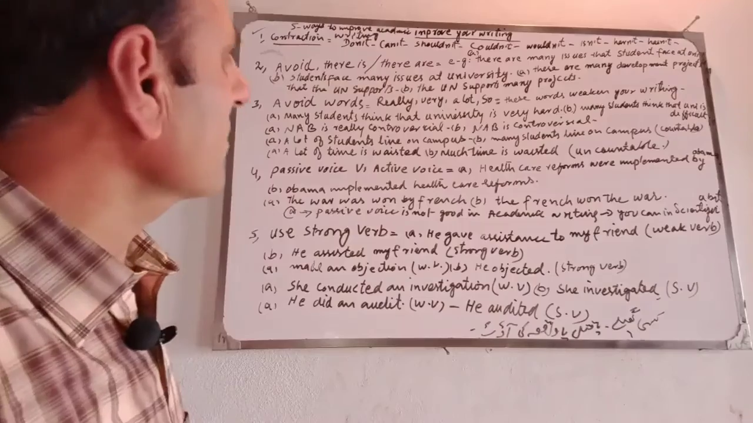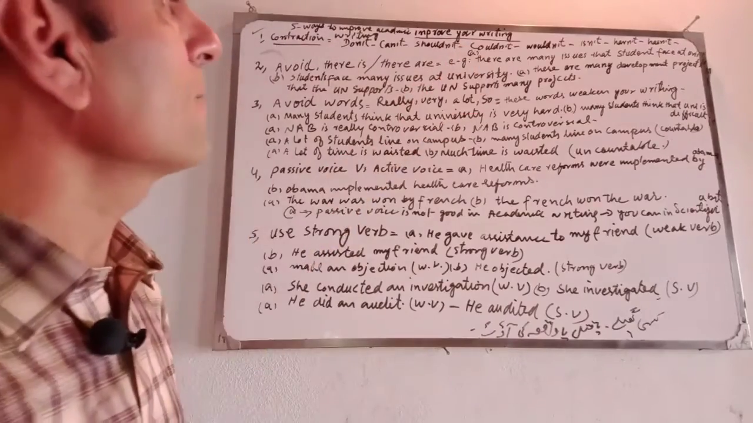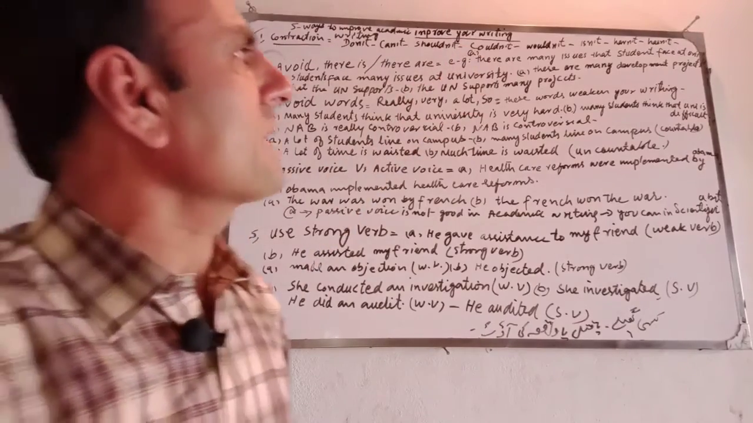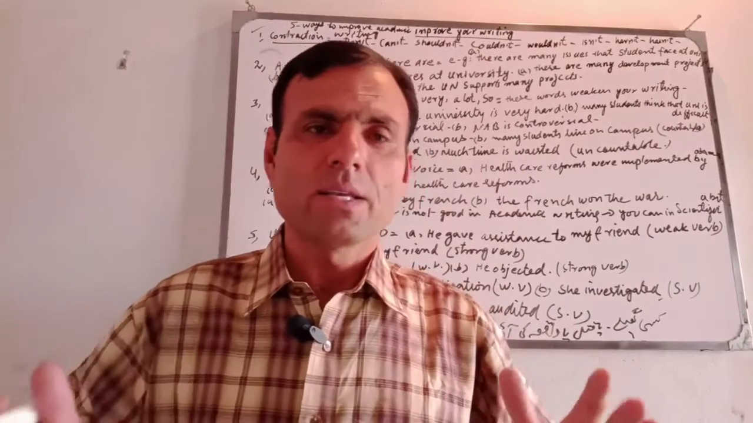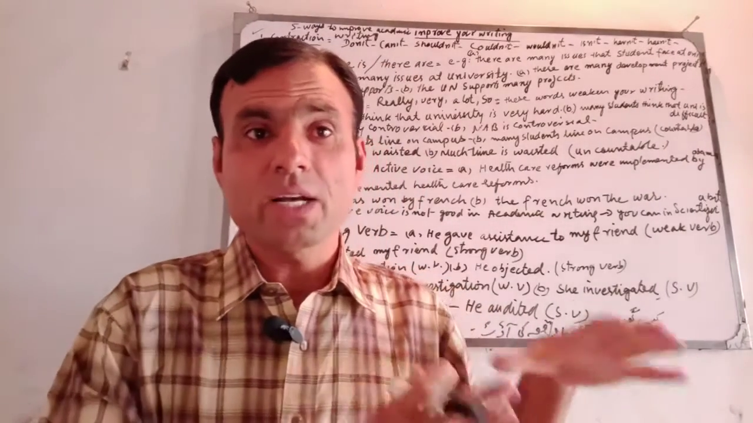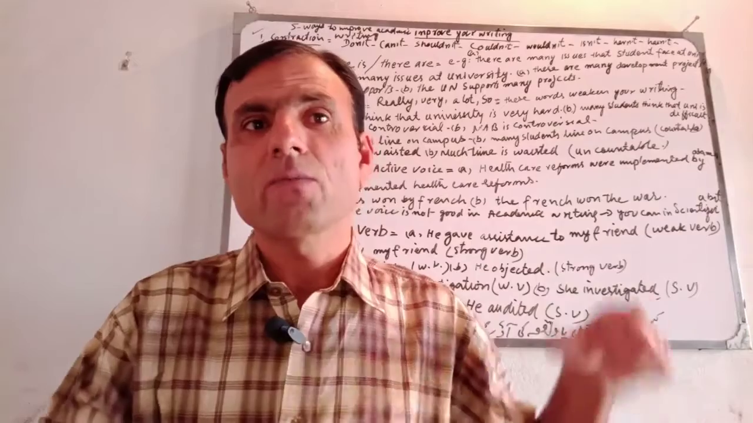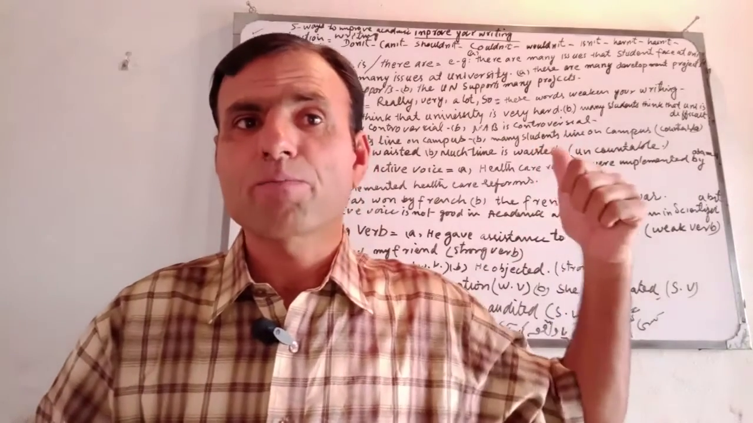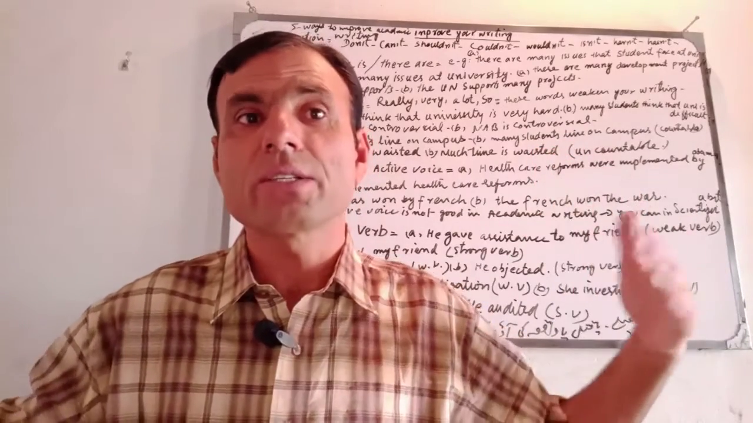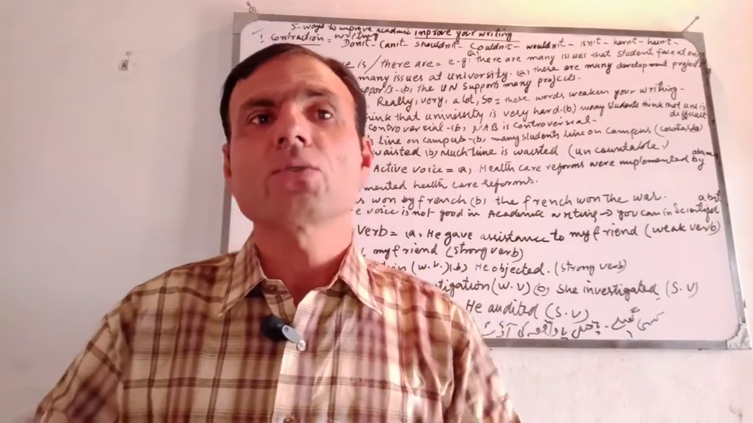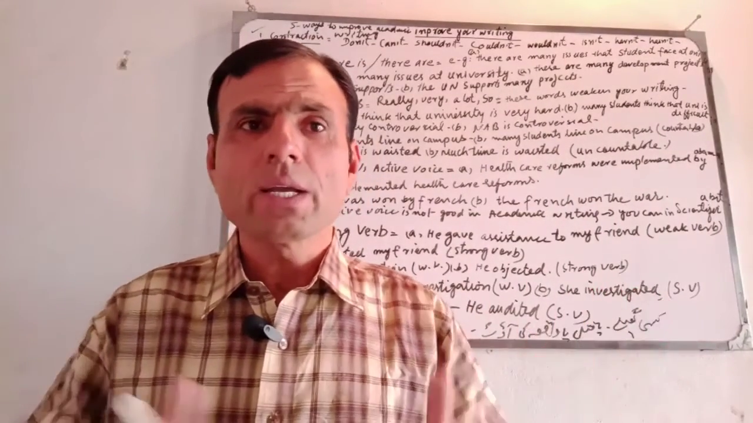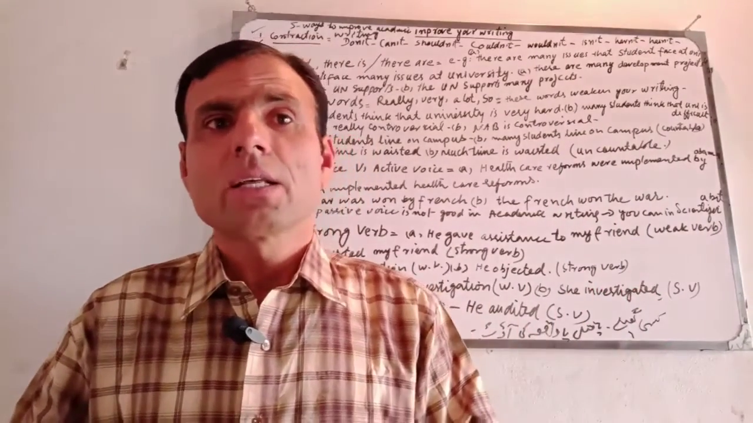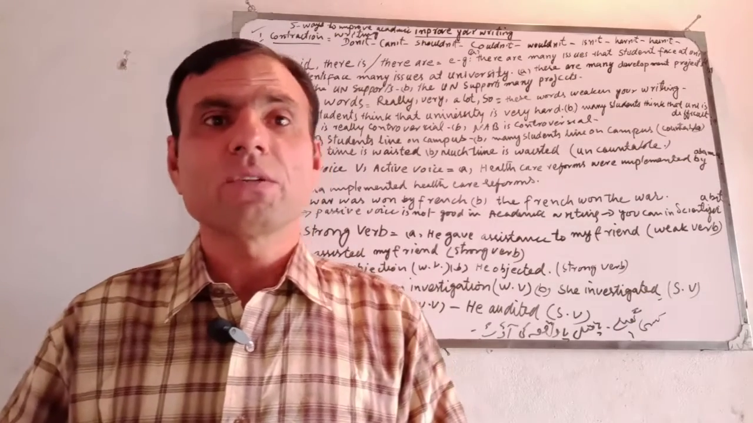For example, how can we do this? Like A, there are many issues that students face at university. See, there are. We started the sentence with there are, and this tip number 2 is avoid there is and there are. So instead of, there are many issues the students face at university, we concisely say that students face many issues at university.